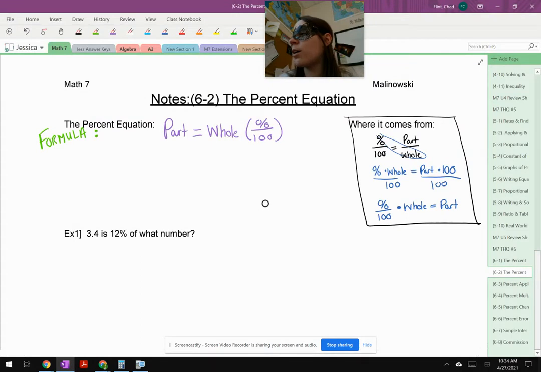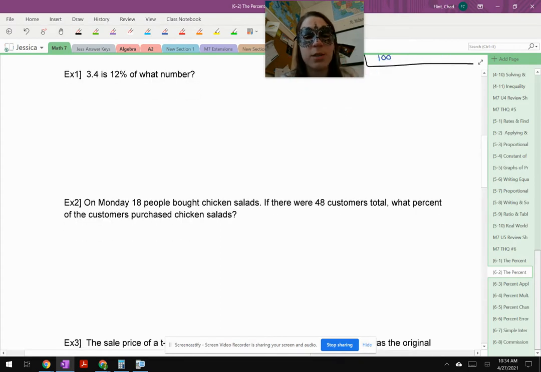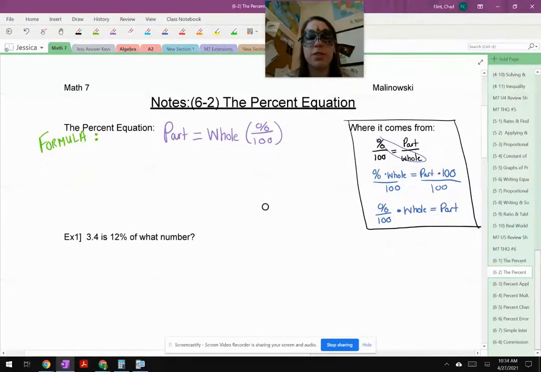So we're going to use this percent equation to solve the same kind of problems we would use the percent proportion for. It's just important that you practice this percent equation a little bit on this lesson, and then after this lesson, you can use it for whichever you would like.